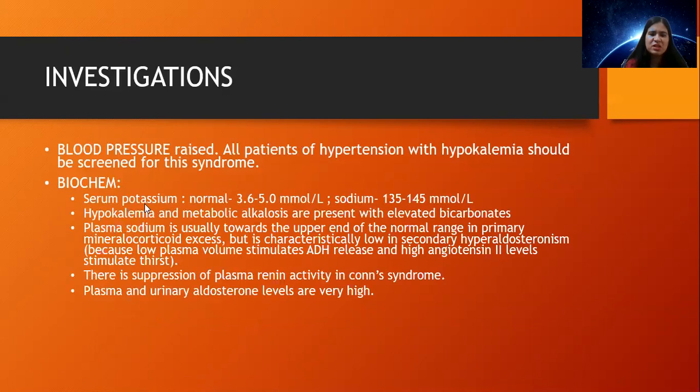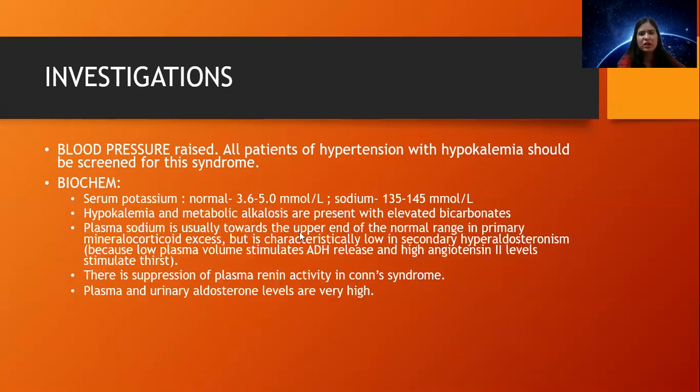Biochemical investigations include tests for potassium and sodium. Normal level of potassium is 3.6 to 5 millimoles per liter, and normal sodium is 135 to 145 millimoles per liter. So less than 3.6 millimoles is hypokalemia, and metabolic alkalosis, that means pH is above 7, is present with elevated bicarbonates.